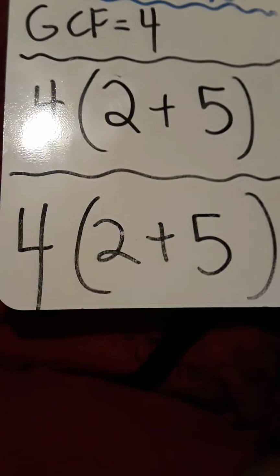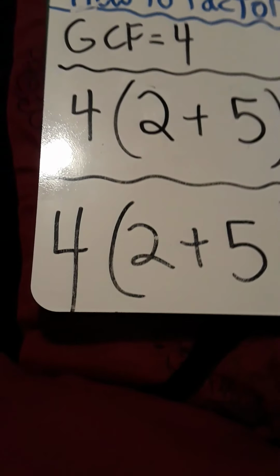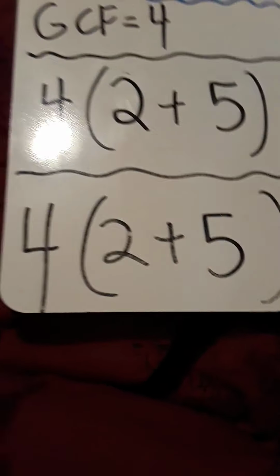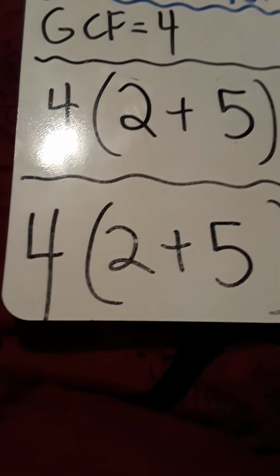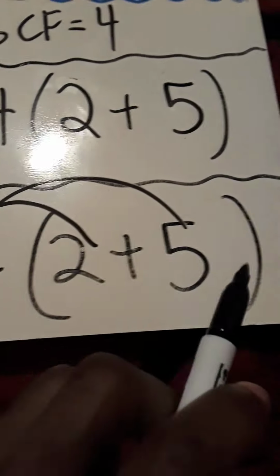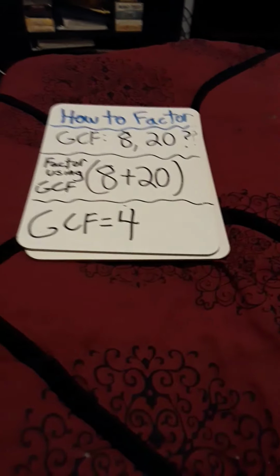Now, look what we got. I wrote it in, but I already knew we had it there. So now, here's how the distributive property is related. 4 times the quantity 2 plus 5 is the answer. Here's how. If you distribute back, what's 4 times 2? 8. What's 4 times 5? 20. That's what we started with. Okay? We're talking about factoring. Now, let's look at a different one.